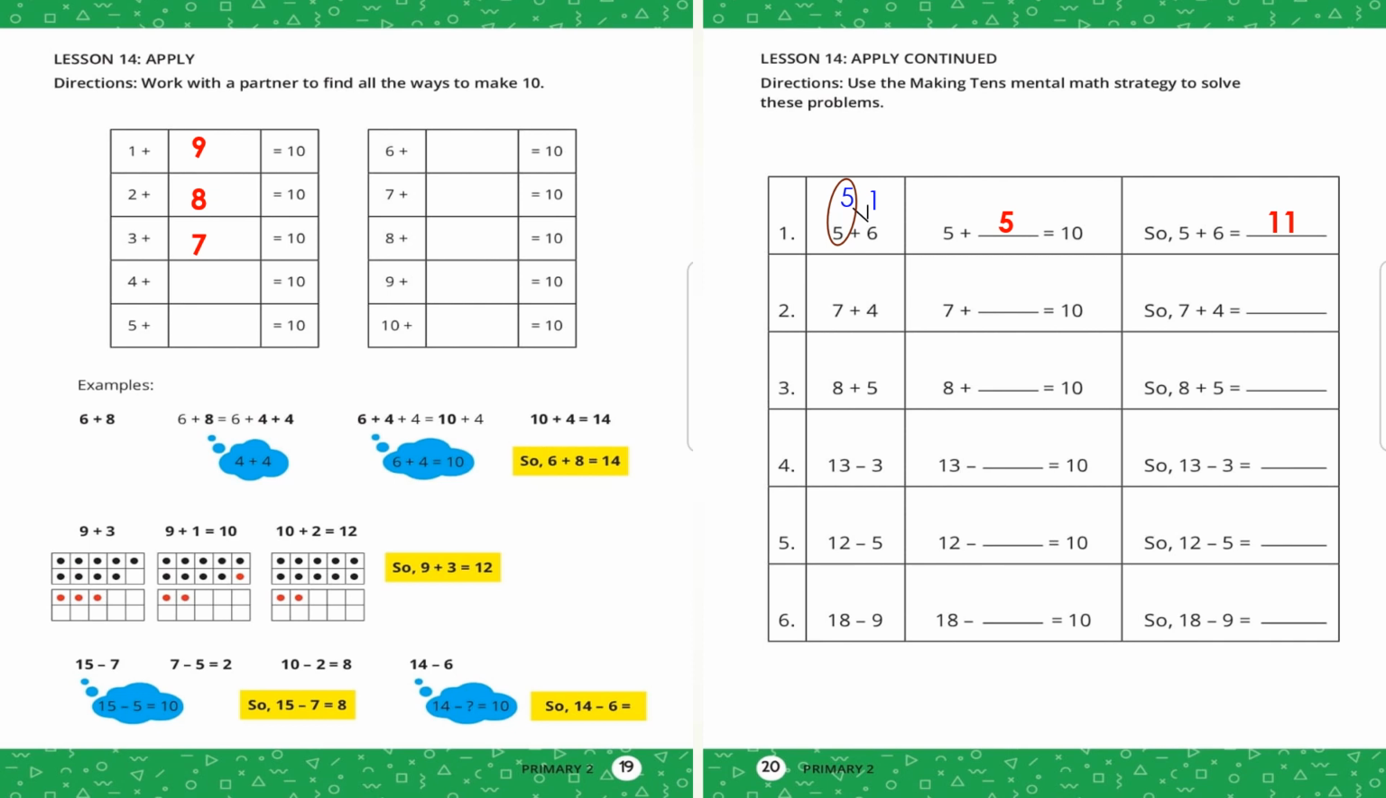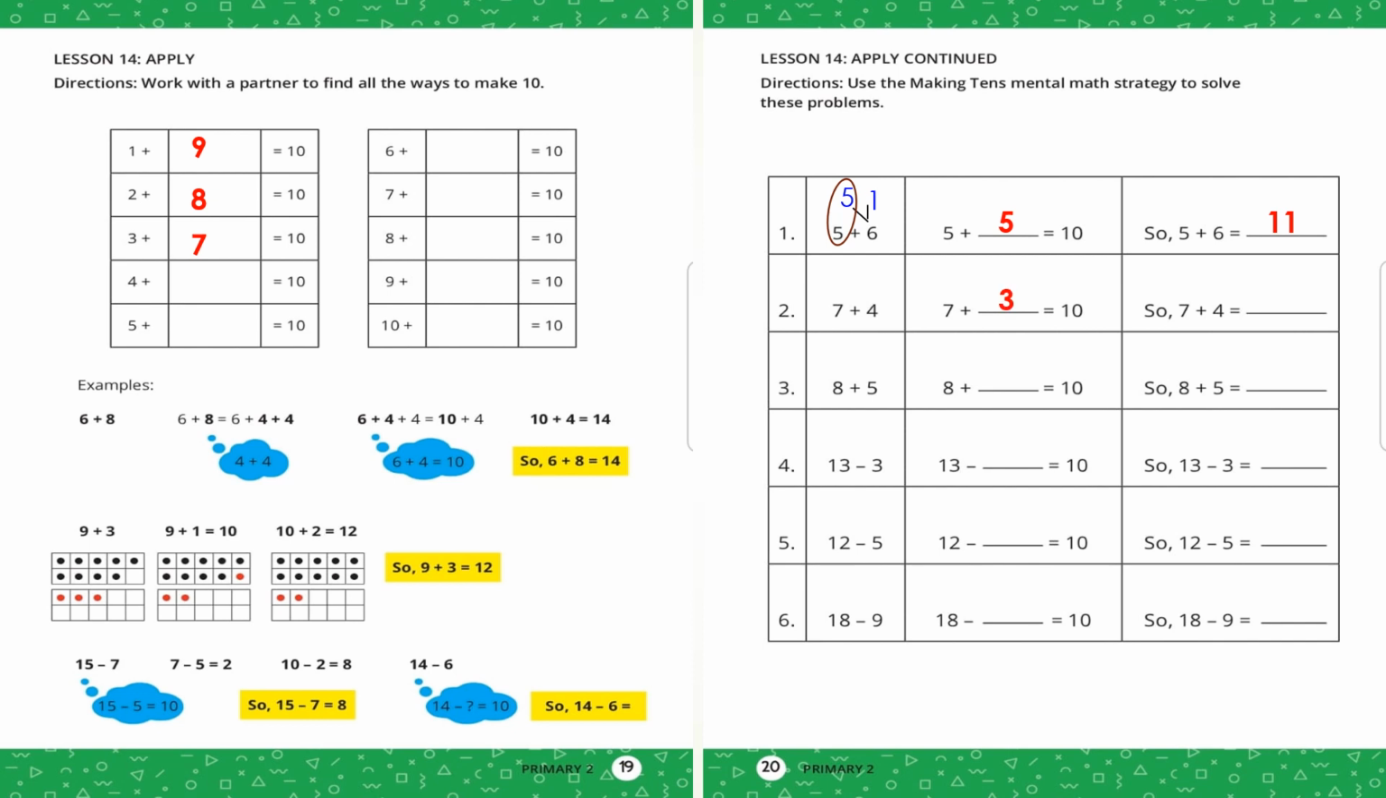The next problem, 7 plus 4. Look at 7. 7 is very weak. It needs to be superhero. It needs to be Mr. 10. So 7 needs what? 7 needs 3 to be Mr. 10.